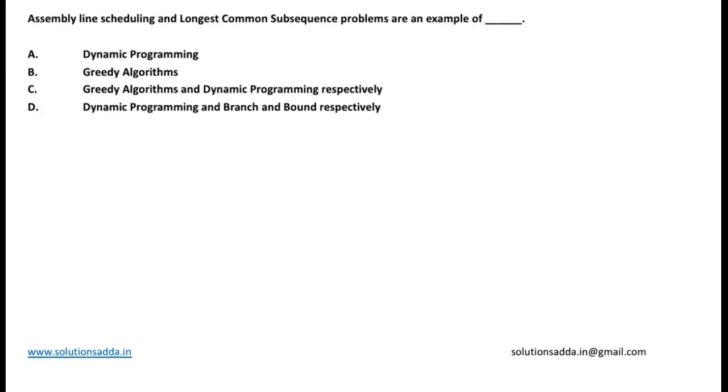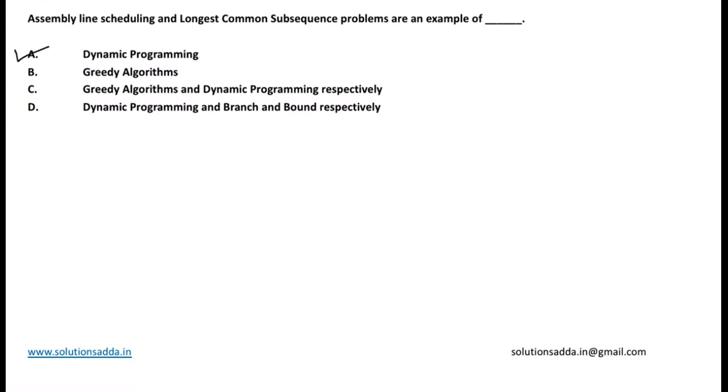This is a question from algorithms. Assembly line scheduling and longest common subsequence problems are examples of. Options are dynamic programming, greedy algorithms and dynamic programming respectively, or dynamic programming and branch and bound respectively. The correct answer for this question is option A, dynamic programming.